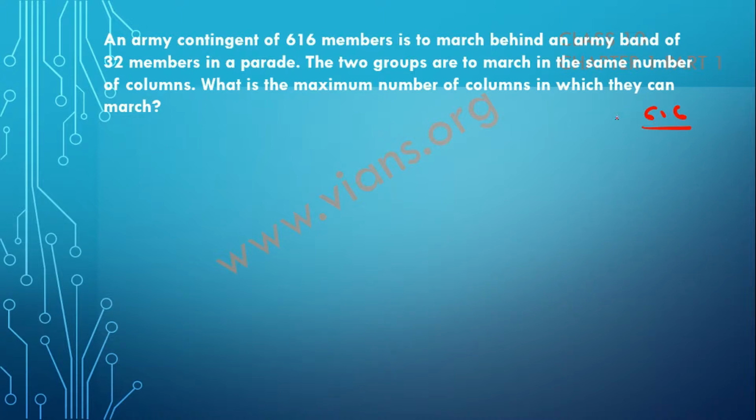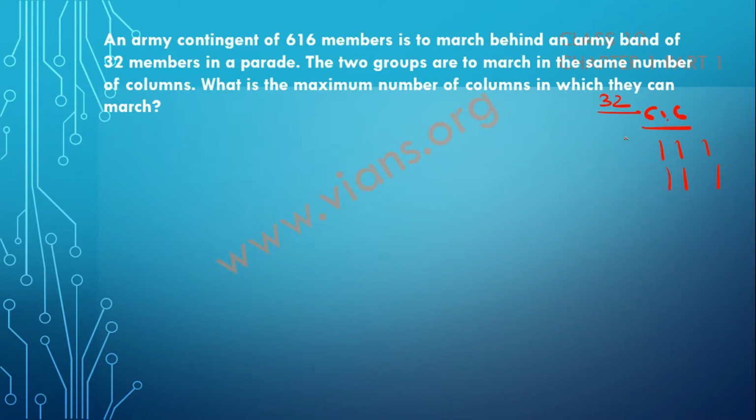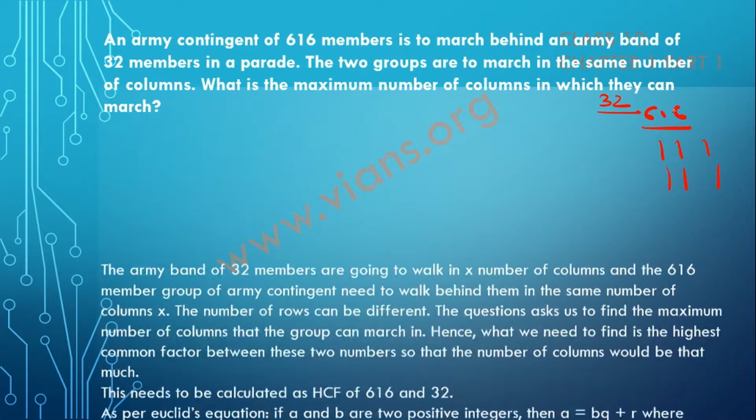So this is the army contingent, and there's an army band consisting of 32 members. This is going to walk in a particular number of columns, say 3 columns over here. So the 616 would also have to walk in the same 3 columns. And what's the maximum number of columns in which they can march? So again, we're going to find the highest common factor between 32 and 616, so that the contingent can march past behind the army band with the number of columns staying the same. So that's going to be the solution.